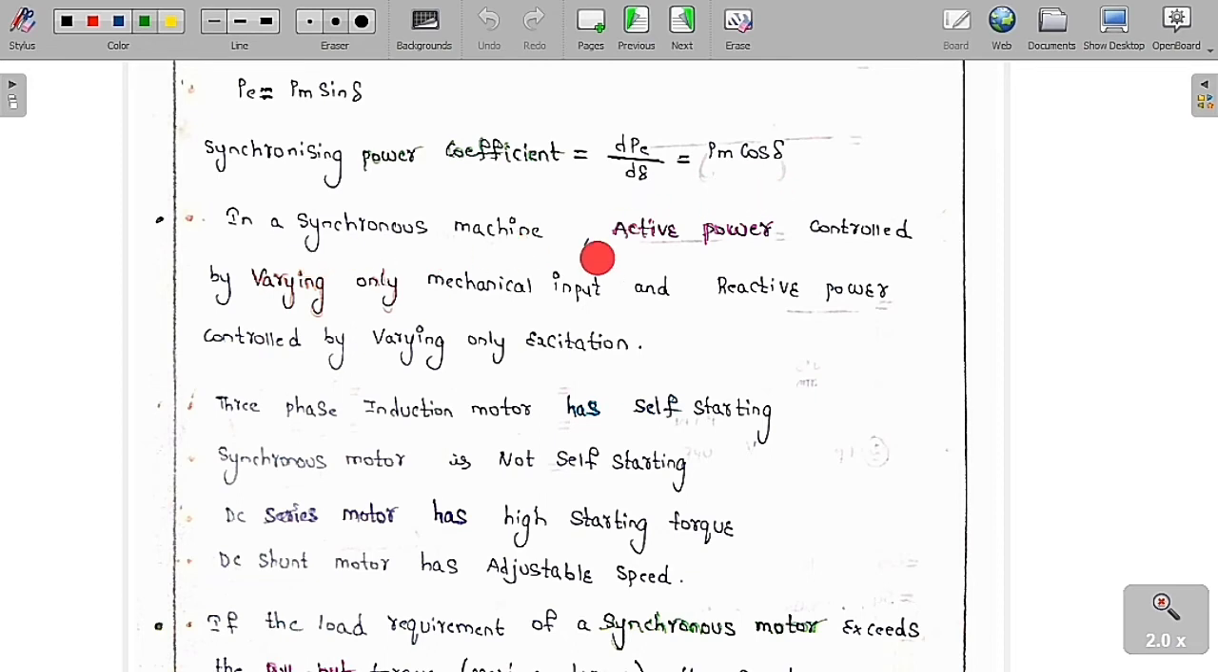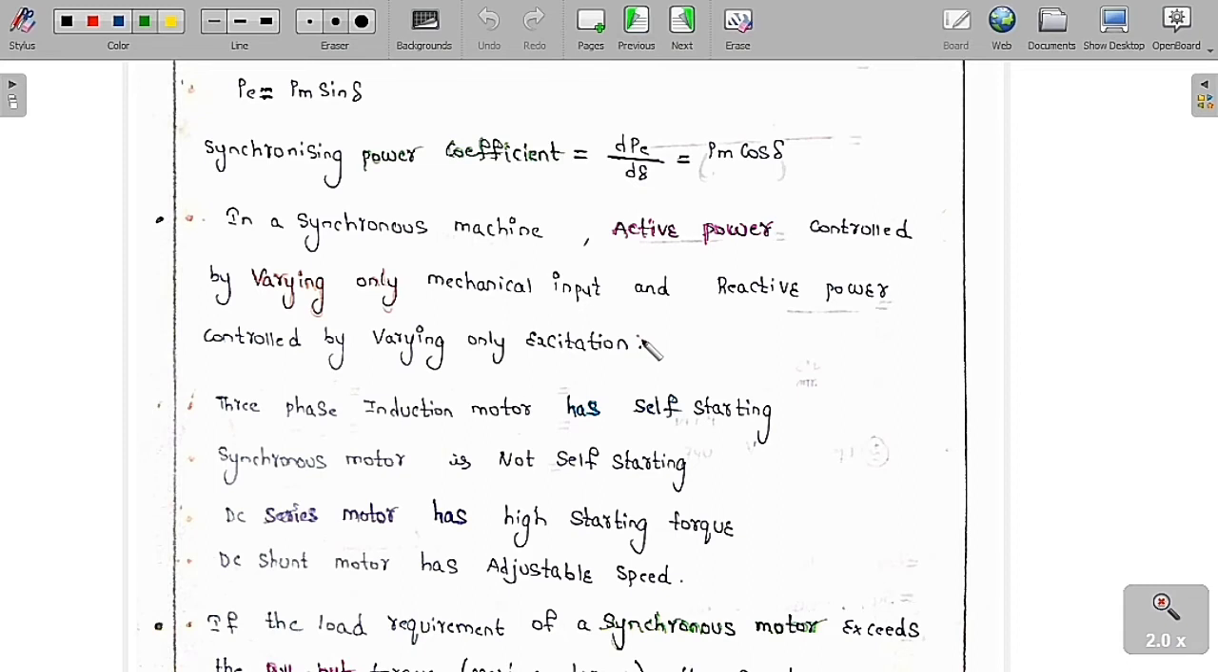In a synchronous machine, active power is controlled by varying only the mechanical input, and reactive power is controlled by varying only the excitation. This is a very important concept that you always have to remember. By varying the mechanical input, we can vary the amount of active power output from a synchronous machine. Similarly, with the help of excitation, you can control the amount of reactive power.